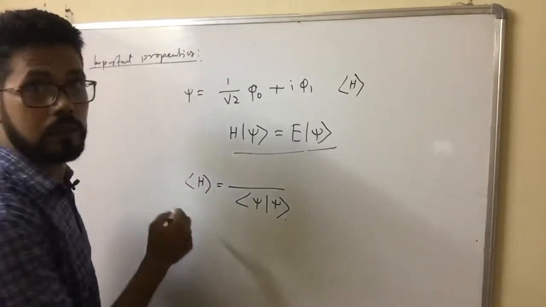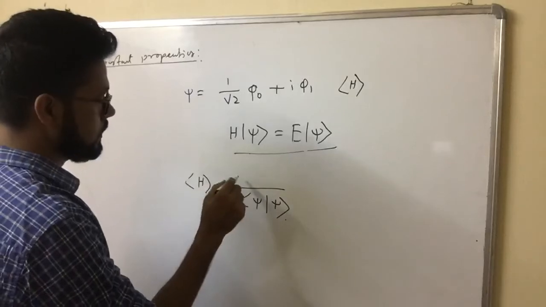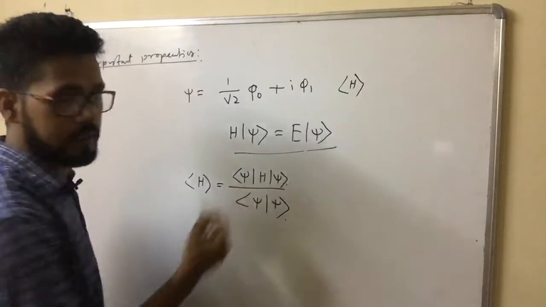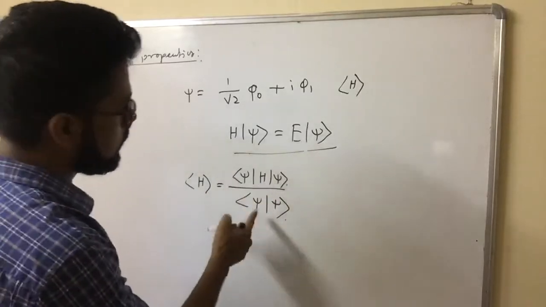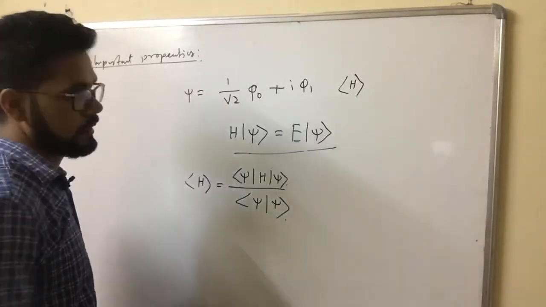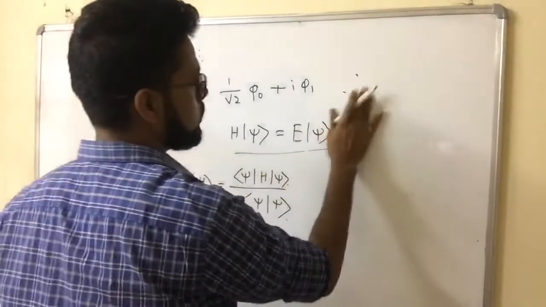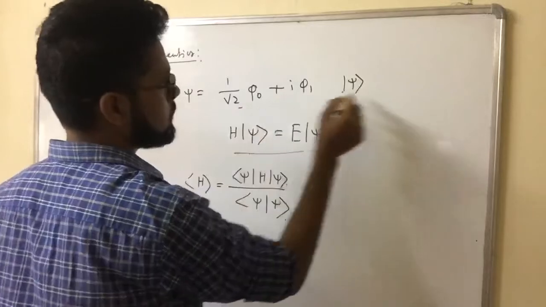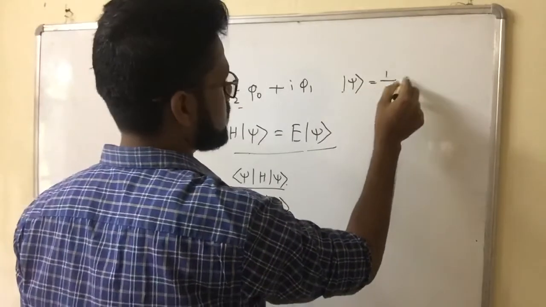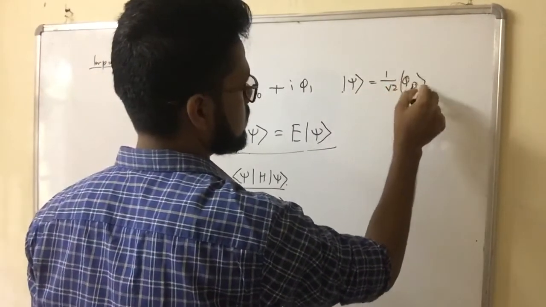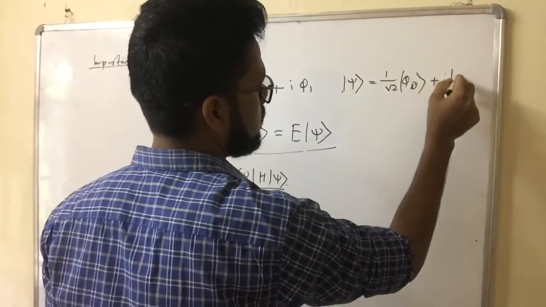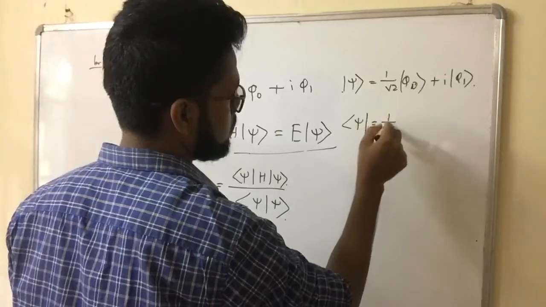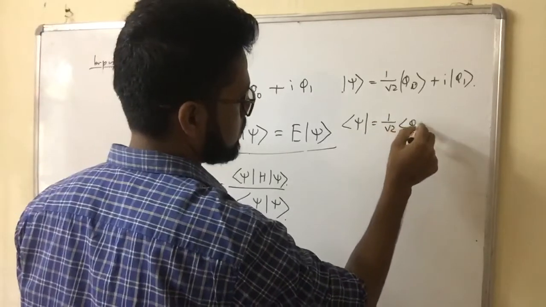This is the expectation value calculation. Psi is psi. Clear? Now we have to calculate this one. Psi is equal to 1 by root 2 (phi naught plus i phi 1), this is in ket form. Is it okay? And the bra, capital phi, is equal to 1 by root 2 phi naught.